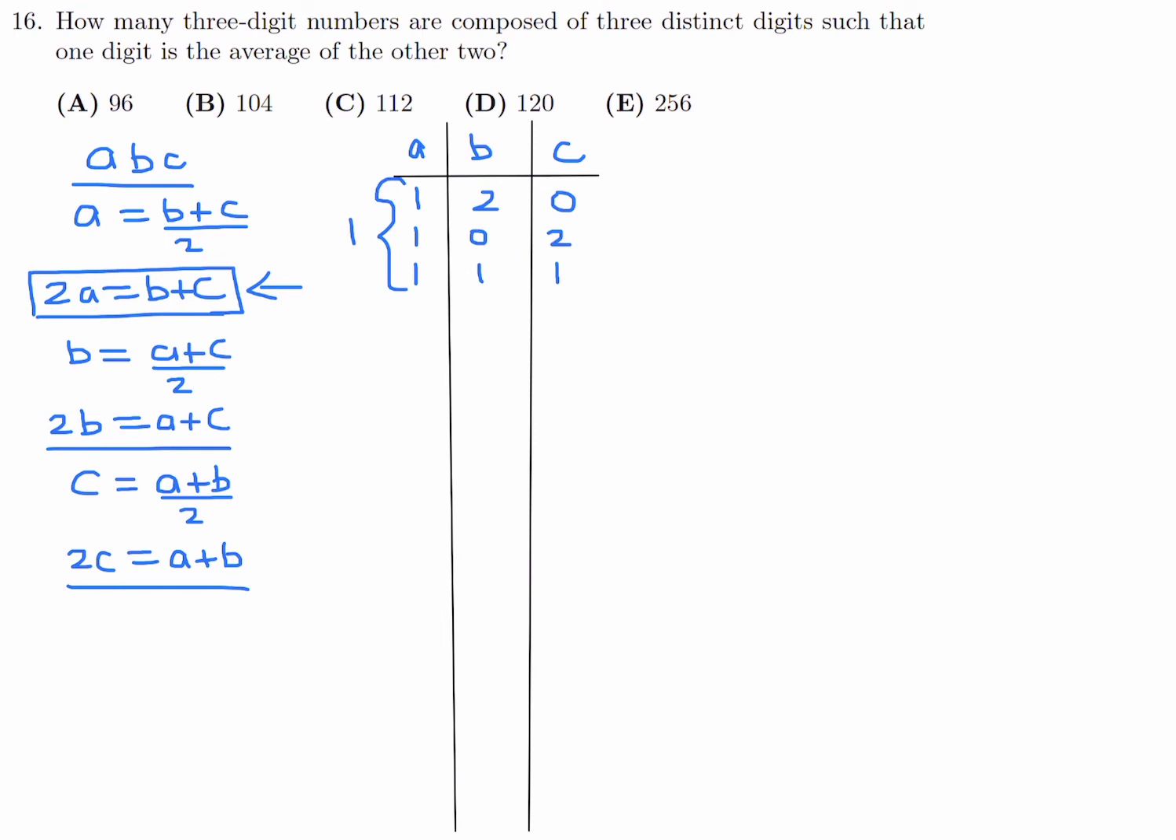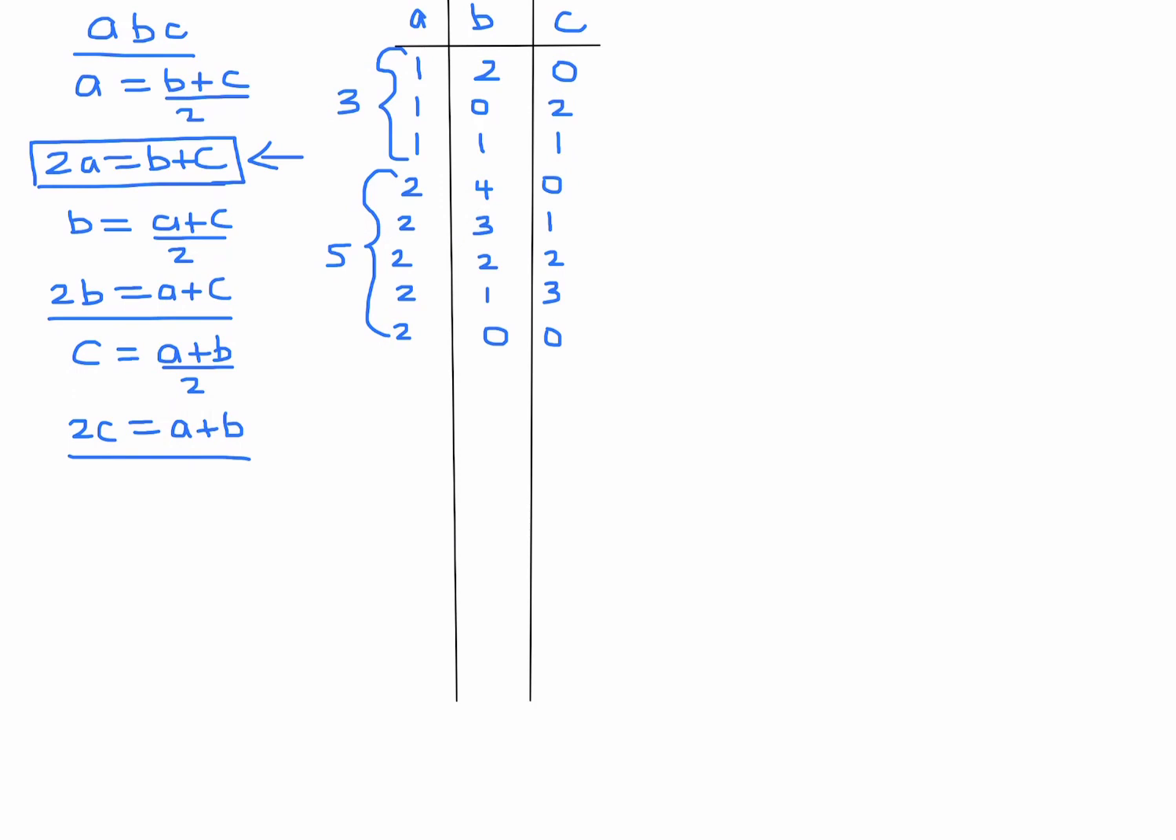And this gives me, for the ones for A, 3 possible. For 2, I get 2, 4, 0, 2, 3, 1, 2, 2, 2, 2, 1, 3, and 2, 0, 4, sorry. So for the 2s, I got 5. And in a very similar way, you just keep going like this. For the 3s, you'll get everything from 3, 6, 0, 3, 5, 1, and so on. And for the 3s, I got 7 of them.